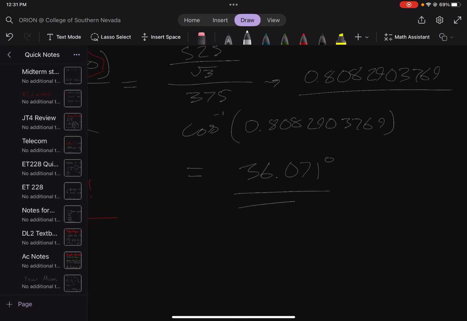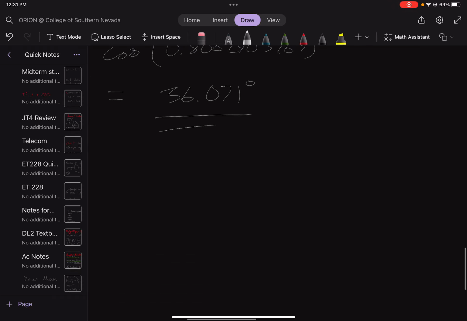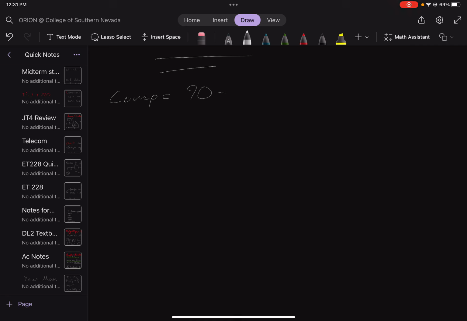All right, so now we can subtract from the complementary, and we can find the complement of that angle. So let's go right ahead and find the complement. Minus our angle delta, which is 6.071, and that equals 53.929 degrees.